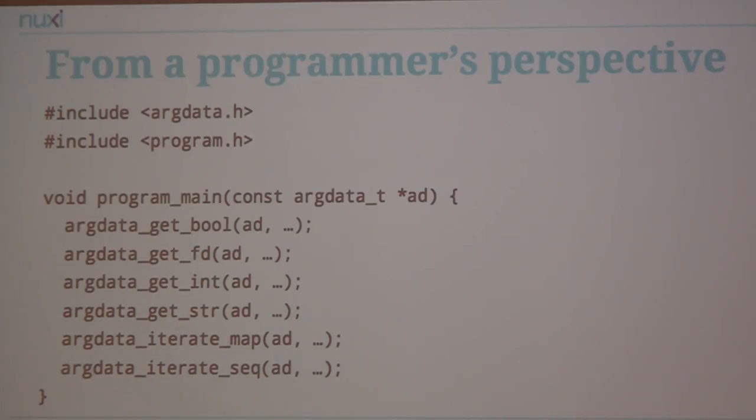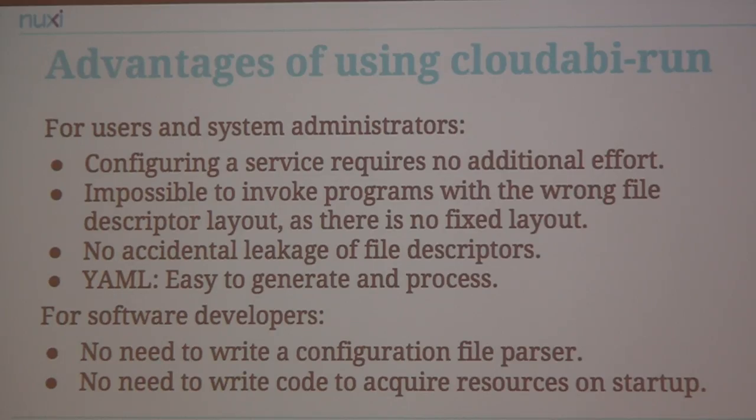The reason for this is that CloudABI run needs to know which numbers are file descriptors, and which ones aren't, because file descriptors are passed on to the new process, but regular numbers aren't. If you use the value 5 somewhere in your YAML configuration file, it doesn't mean that file descriptor 5 needs to be passed on to the new process. But if you use exclamation mark FD 2, then of course file descriptor 2 needs to be passed into the new process. So what's the advantage of this approach?